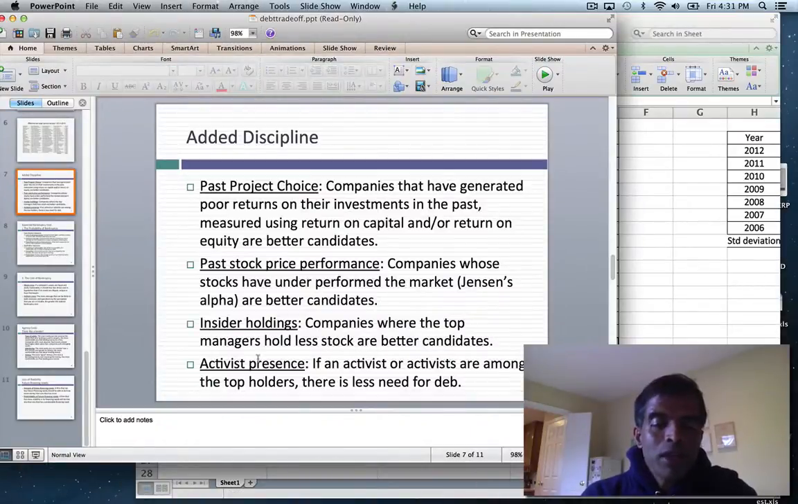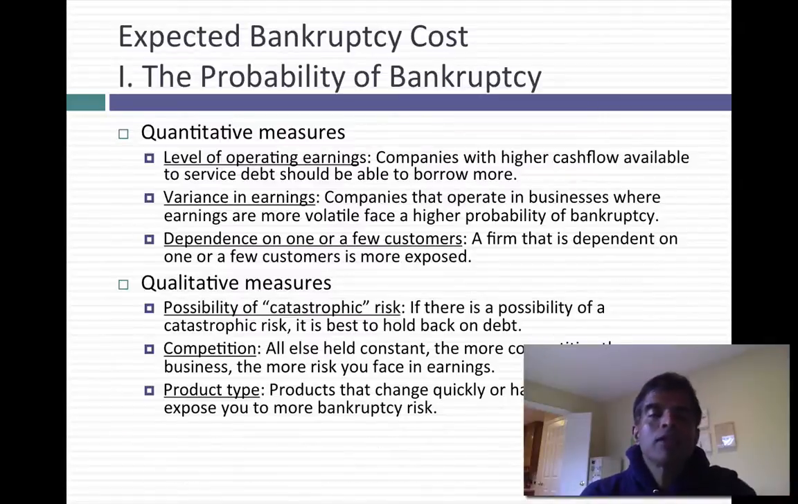Let me go back to the slides and look at the next item on the trade-off. So we looked at the two benefits. Let's look at the costs. When you think about the expected bankruptcy cost, the first thing you're looking at is the probability of bankruptcy. There you can look at quantitative measures.